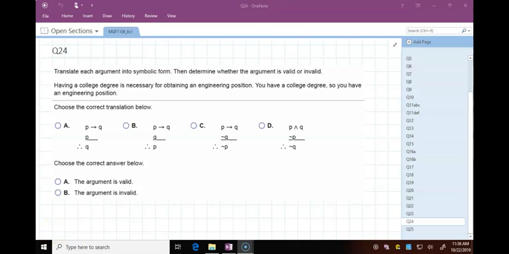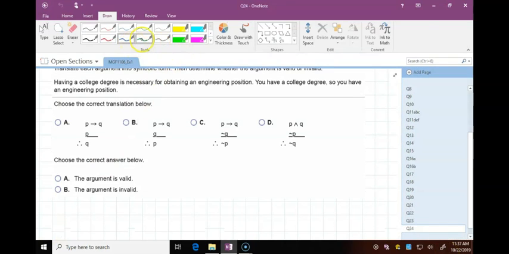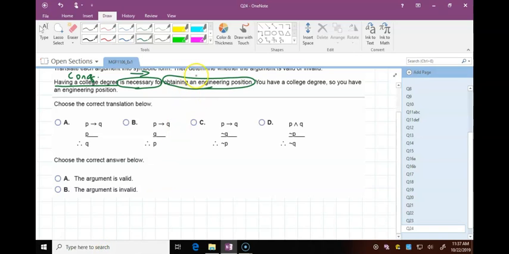All right, question 24. So we need to translate this first sentence. All right, so the big thing right here is this is necessary for. That right there means that we have a conditional. But the thing is, for this conditional, everything is written backwards. Okay? So this right here is actually the consequent. And over here, this guy is the antecedent. Okay?